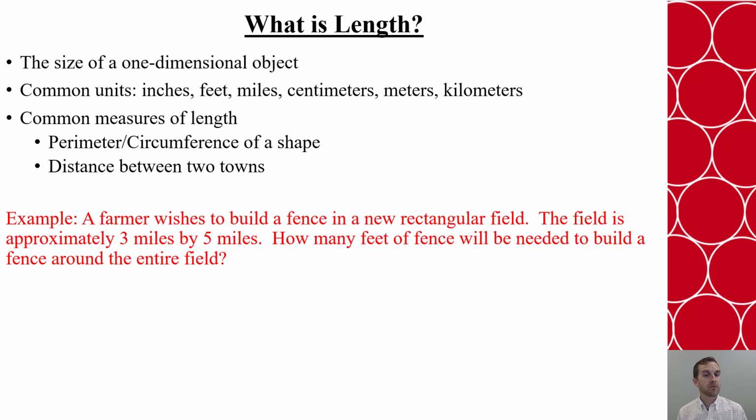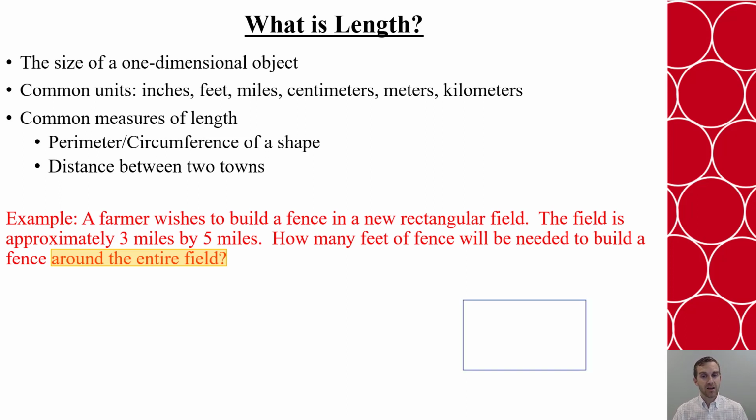Now let's say we have a farmer that wants to build a fence in a new rectangular field that they purchased. The field's approximately 3 miles by 5 miles. How many feet of fence will be needed to build a fence around the entire field? Now when we read that, we have to think, what are we dealing with? Area, volume, length? The key here is it's fenced around the entire field. Going around is measuring a length. It's measuring the perimeter of this rectangular field.